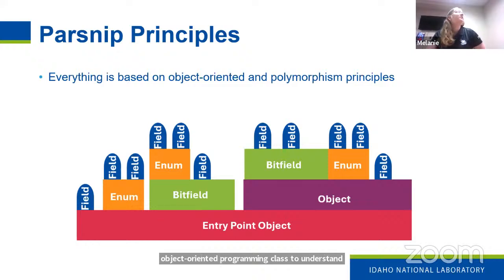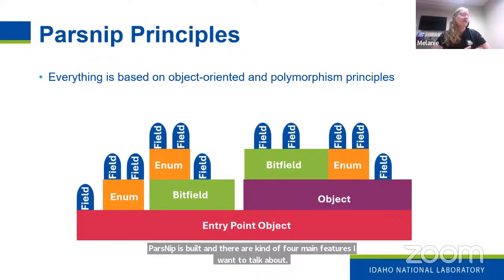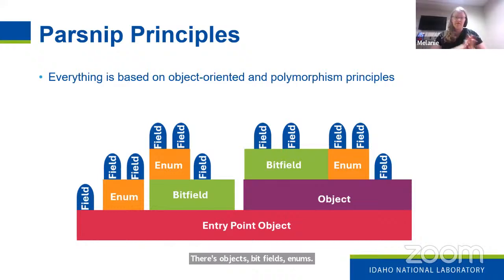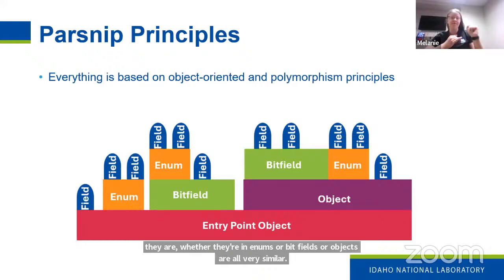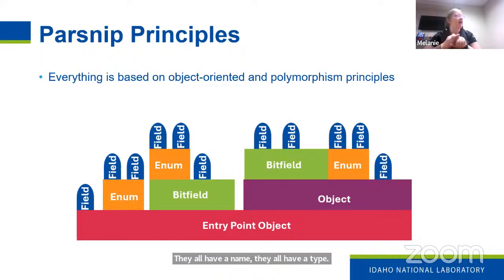Now, Parsnip is built, and there are kind of 4 main features I want to talk about. There's objects, bit fields, enums, and switches. We'll get to switches on the next slide because they're a little different. But fields are kind of the basic building block of Parsnip. And you'll see when I pull up a demo in a few minutes that fields, regardless of where they are, whether they're in enums or bit fields or objects, are all very similar. They all have a name, they all have a type, they all have optional references that we can add as comments or notes as well.